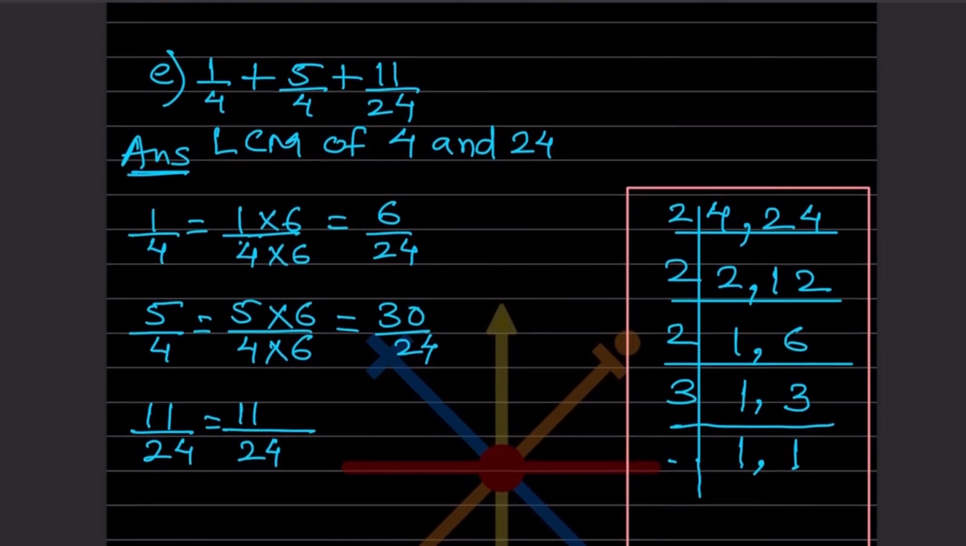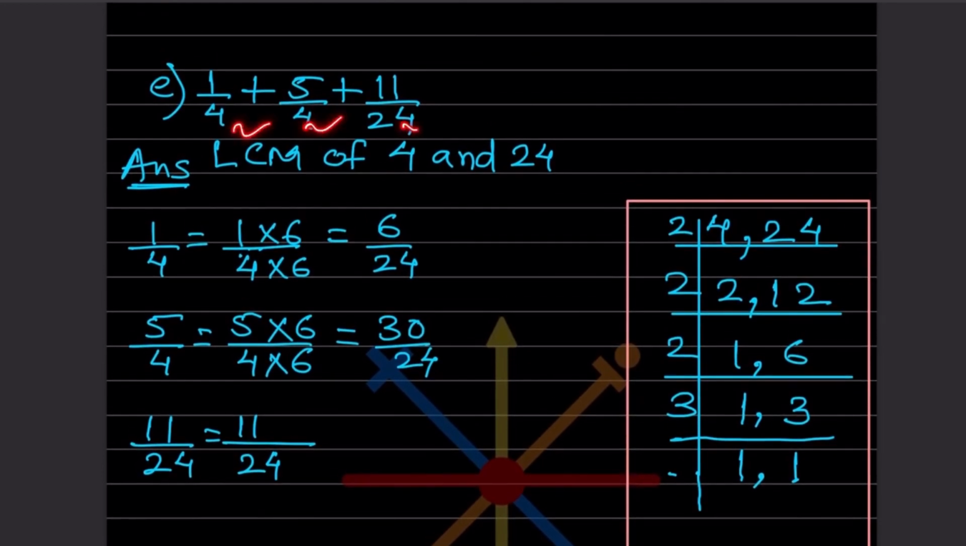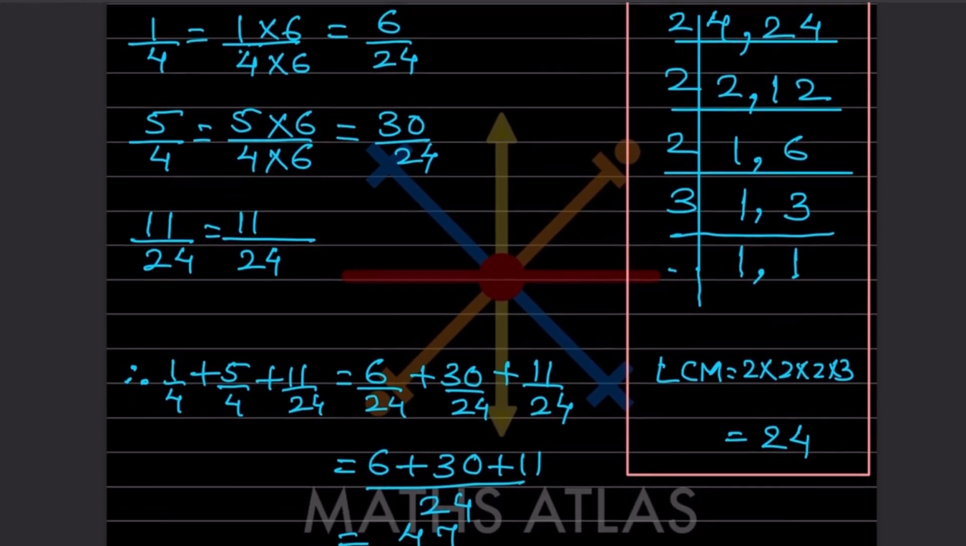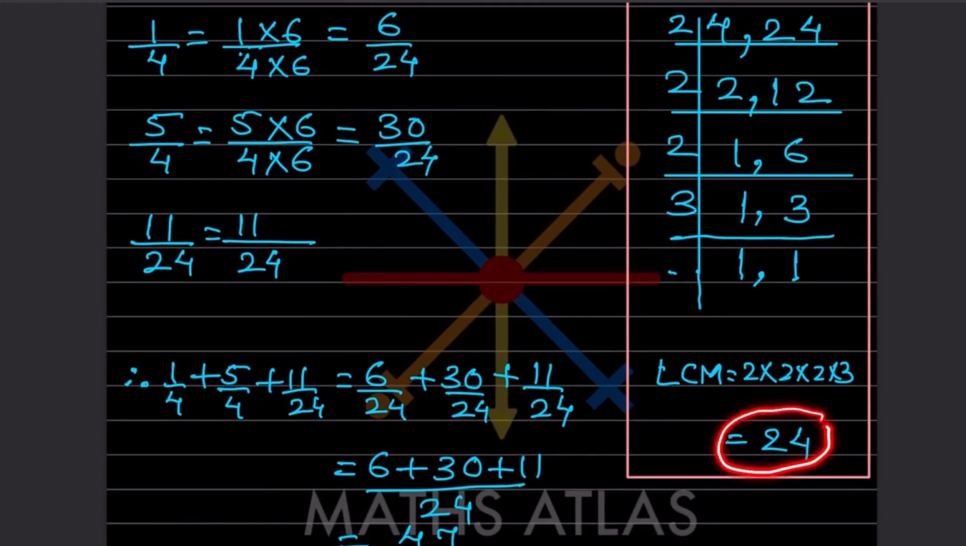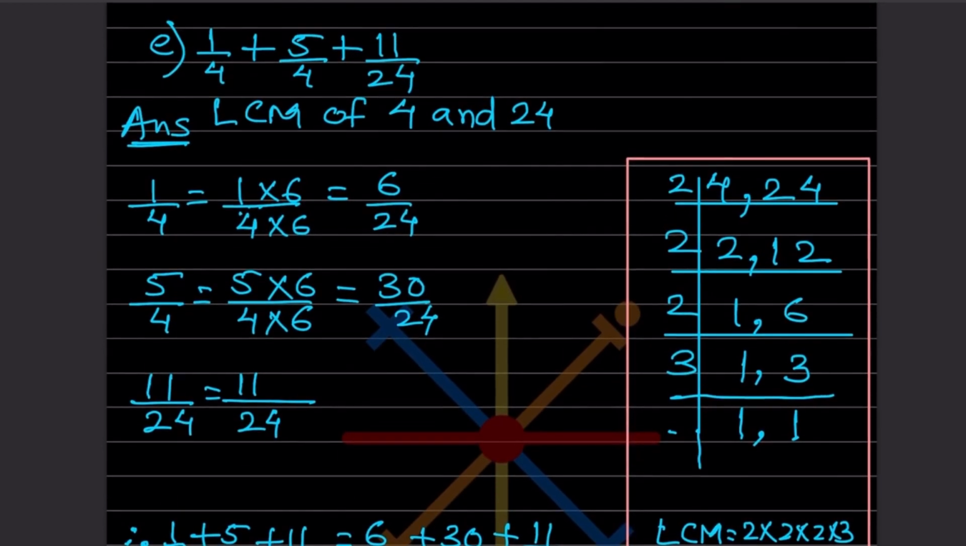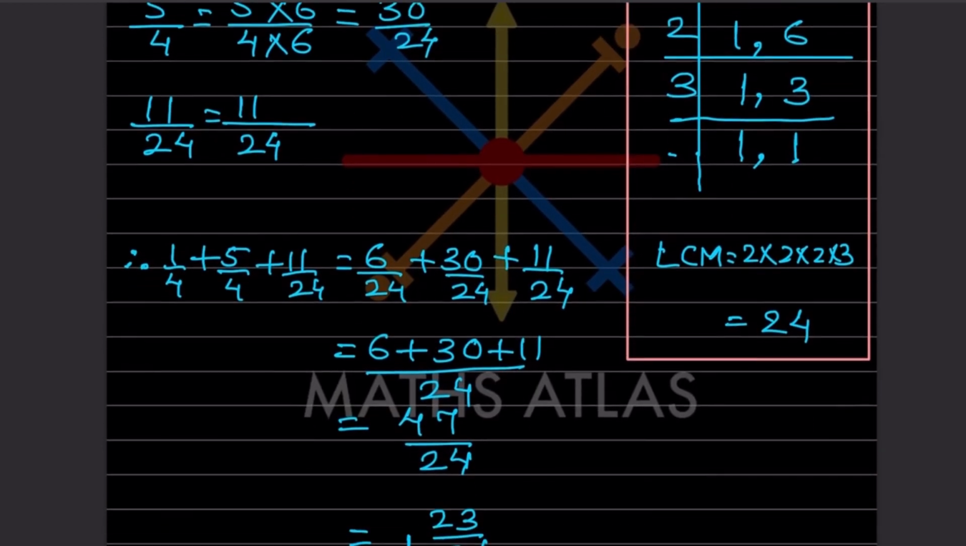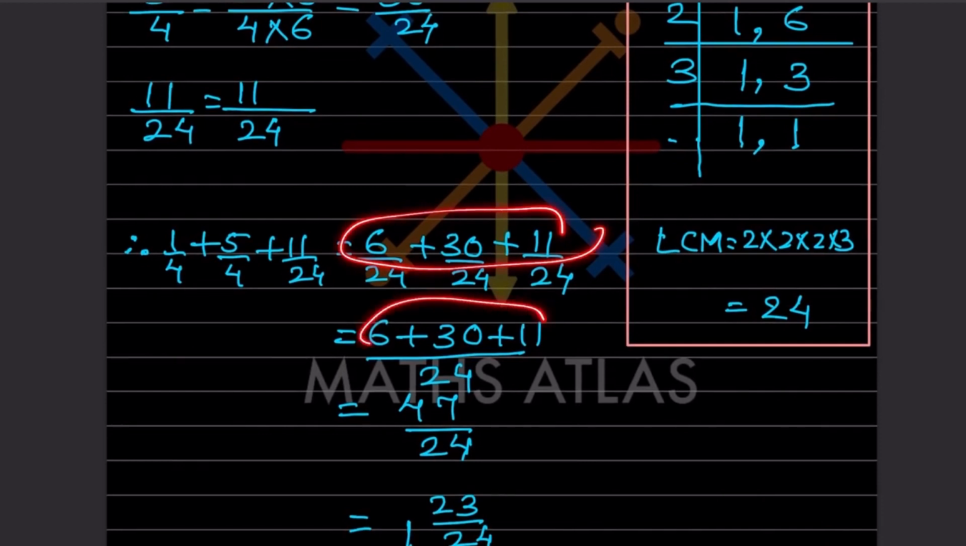The next number is also the same, 4, 4, 24. But now, as I told you previously, whenever the numbers are repeating, you just have to take it once and take the LCM. So here we have taken just 4 and 24. The LCM remains the same. You don't have to repeat that number. So 24. Again, the method is the same. So you got this one, 47, and 47 by 24 is an improper fraction. So we have to make it a mixed fraction.